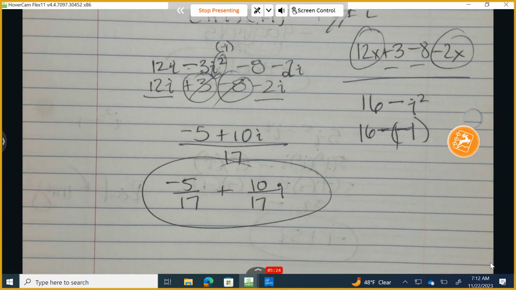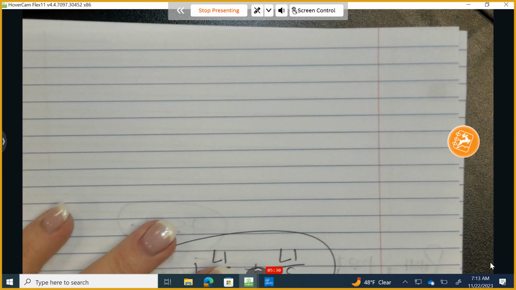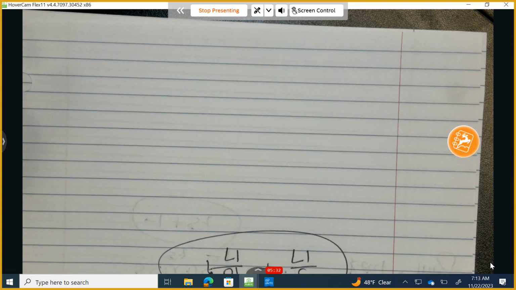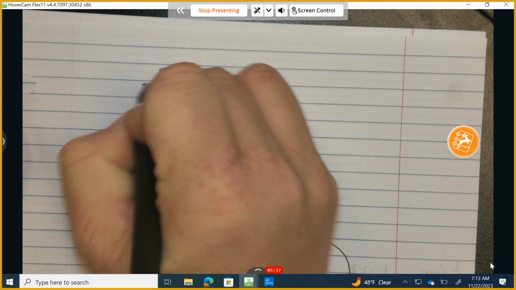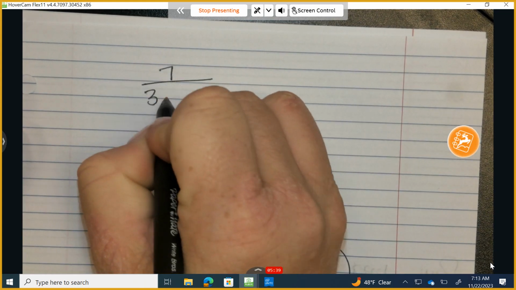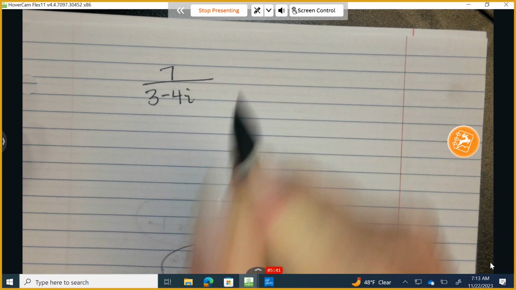I'd like to do one more that's a little bit even easier than that. So let me flip this around so we do have space. I don't have to waste any paper. And let's start by writing down the following. Let's do 7 over 3 minus 4i.